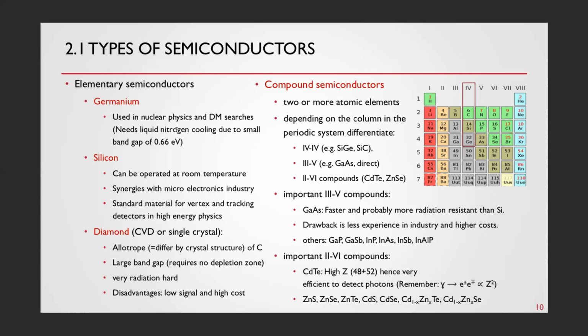Germanium is used in nuclear physics and also in searches for dark matter. It needs to be cooled because it has a very small band gap of 0.6 electron volts, which means its thermal behavior is not satisfactory at room temperature. You need to cool germanium. Silicon is the main material used for high energy physics detectors. It can be operated at room temperature. Listed the advantages, synergies with the electronics industry. It is definitely the standard material for vertexing and tracking.